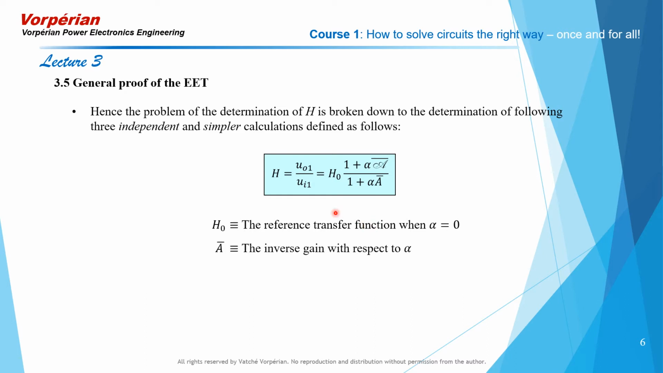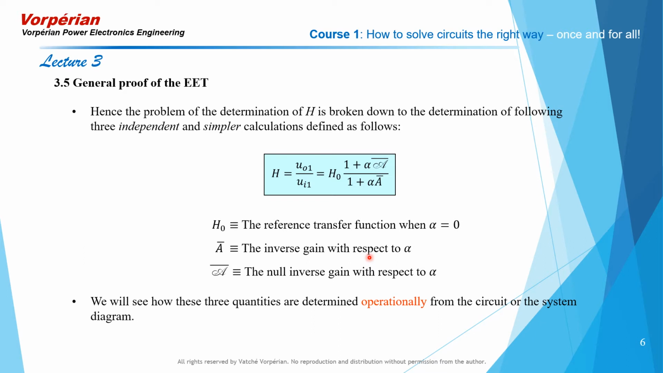In addition, you calculate the inverse gain with respect to alpha and the null inverse gain with respect to alpha. You have seen plenty of these in the last many videos, except that I have never referred to them as the inverse gain with respect to the gain of an element. But you've seen it all. So I'm going to show you how you're going to determine h0, a bar, and script a bar operationally from the circuit diagram. And that will be the full import of the extra element theorem.